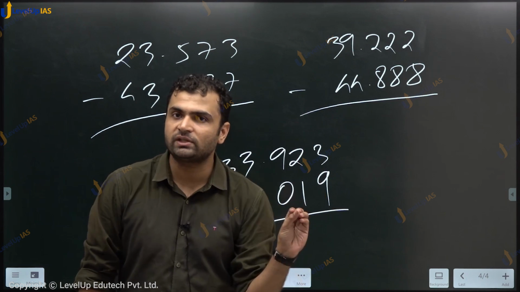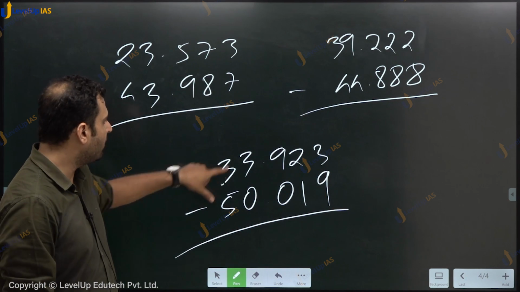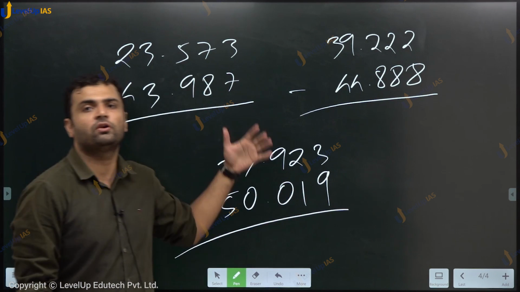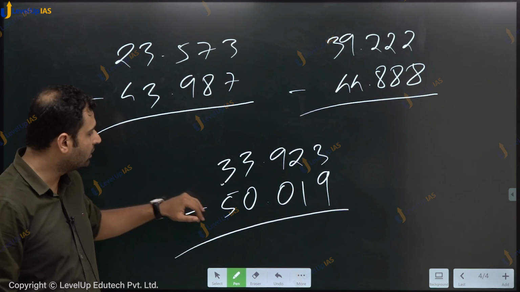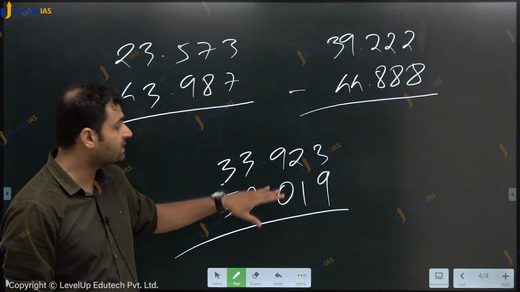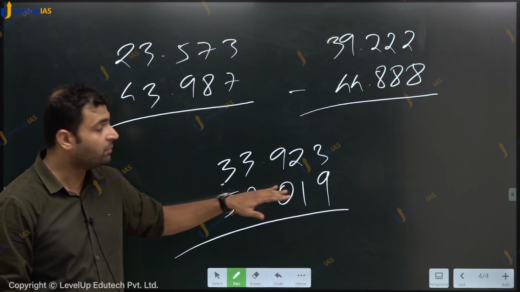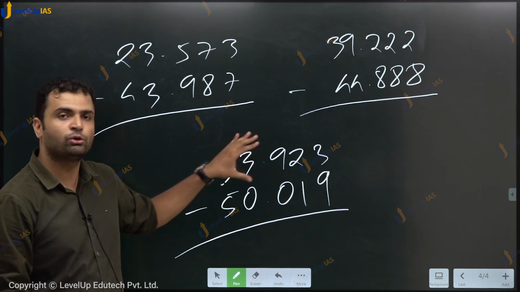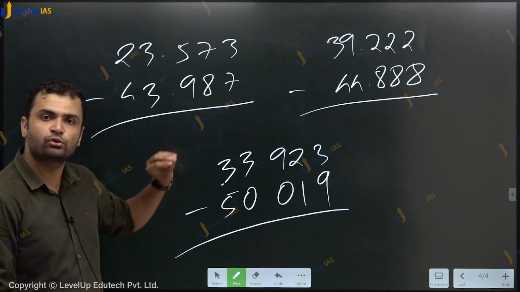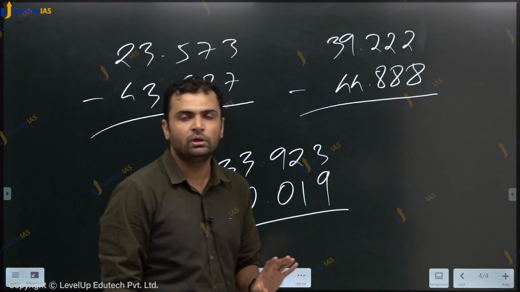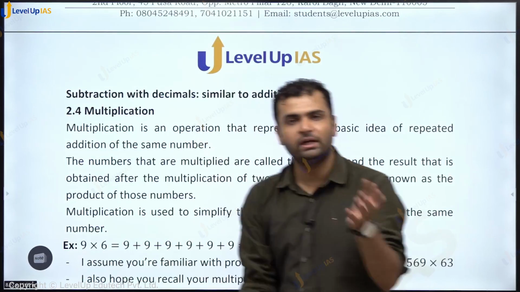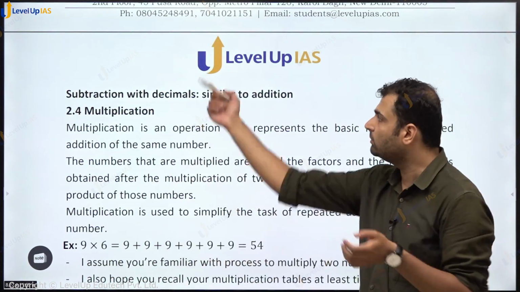What I said: if you want to subtract a bigger number from a smaller number, forget about the negative side, just subtract the smaller number from the bigger number and give a negative sign. Subtract the smaller from the bigger and then give it a negative sign. That is what you should do. Do not directly subtract like this. Fine. I hope that is correct. That is a very common mistake. Please don't make it.